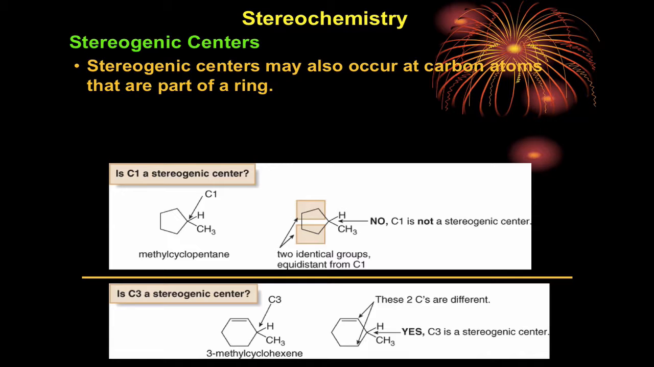How about here, though? Yeah, we're chiral now, right? This is a stereogenic center. Because even though these two things are carbon, this is an sp2 hybridized carbon, this is an sp3 hybridized carbon. So this group is clearly different than this group. So we do have 4 things attached to carbon number 3 there, and it is a stereogenic center.